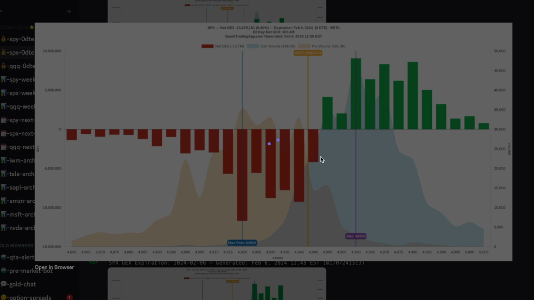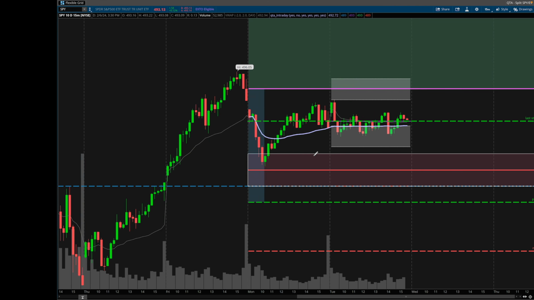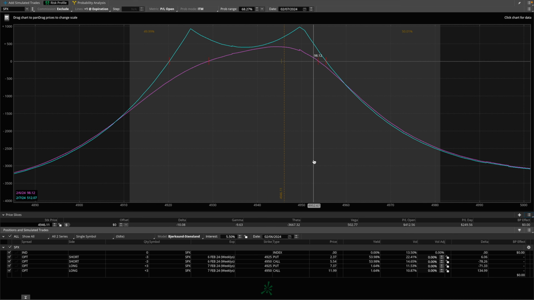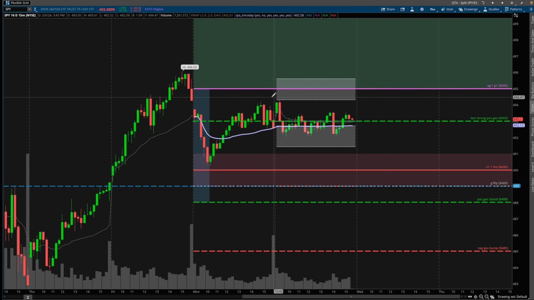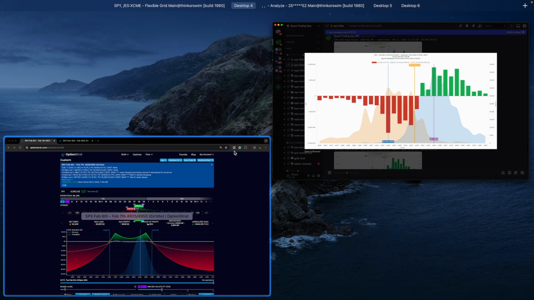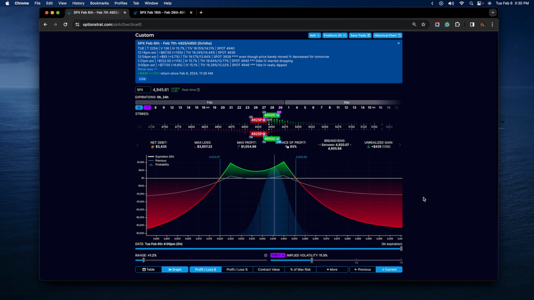I could have ran a 0 DTE Iron Condor or a 0 DTE Iron Butterfly, but I decided to go with the calendars this time just because I wanted to be long Vega, which is just long volatility. In case implied volatility for tomorrow was to increase, that would have really benefited the calendar, and I didn't want to be short 0 DTE contracts today, like an Iron Butterfly or an Iron Condor.